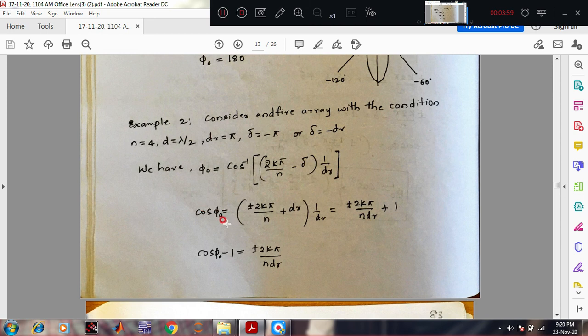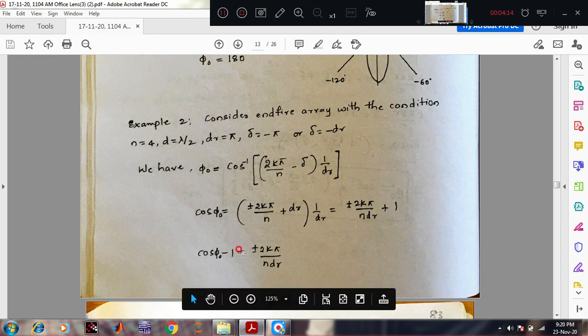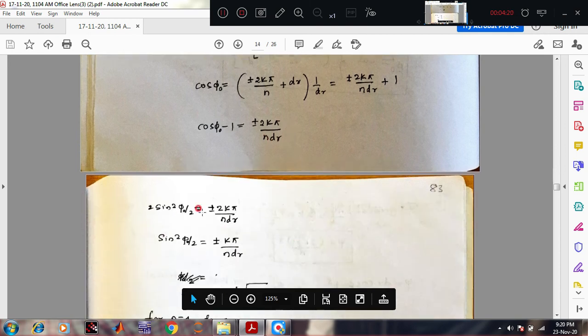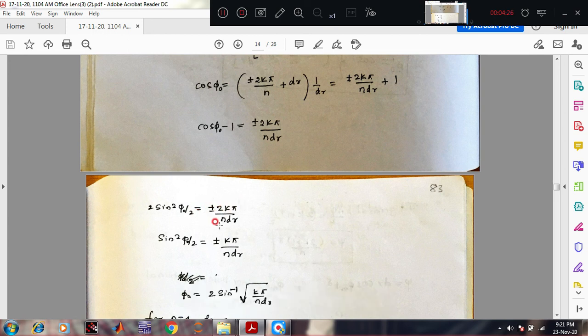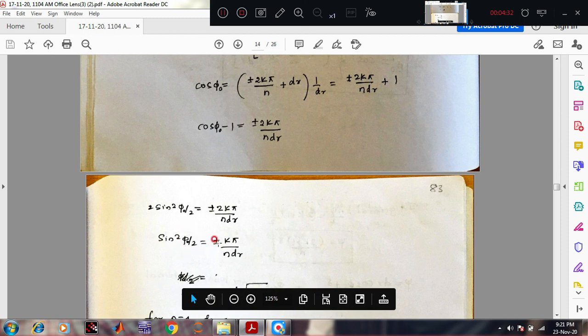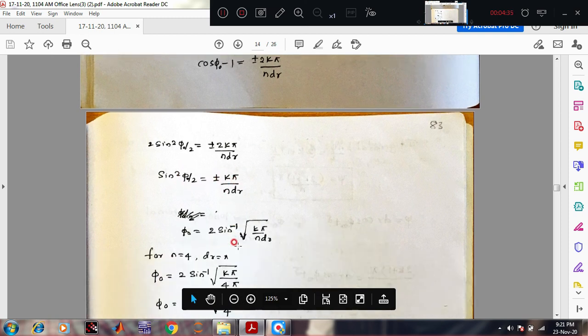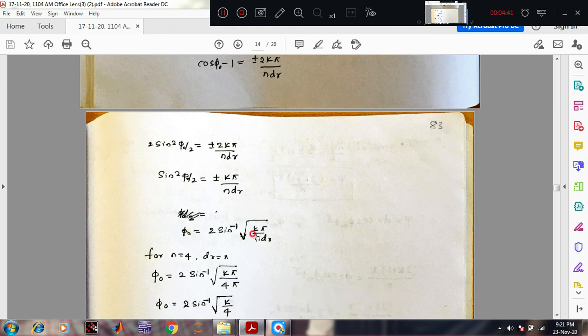So cos phi is equal to plus or minus 2k pi by n. Delta is minus dr, so it becomes plus dr, times 1 by dr. It results in plus or minus 2k pi by n dr plus 1. Cos phi naught minus 1 is equal to plus or minus 2k pi by n dr. Therefore 2 sin square phi naught by 2 is equal to plus or minus 2k pi by n dr. Sin square phi naught by 2 is equal to plus or minus k pi by n dr. So therefore phi naught is equal to 2 sin inverse of under root k pi by n dr.